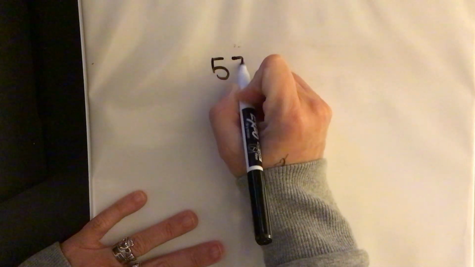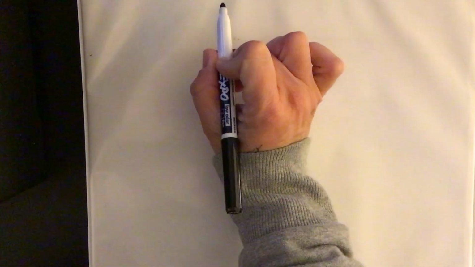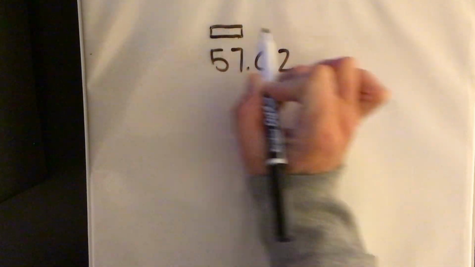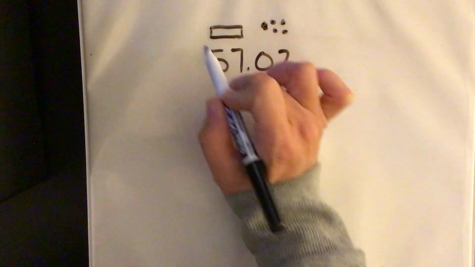Let's do another one in expanded form. Let's try 57 and 2 hundredths in expanded form. I'll give you a second here to work. Make sure you're looking at where our dollar bills are. This is where our dollar bills are. This is where our coins are. Okay? These are our big numbers and these are our small numbers. You can pause the video now if you need extra time.